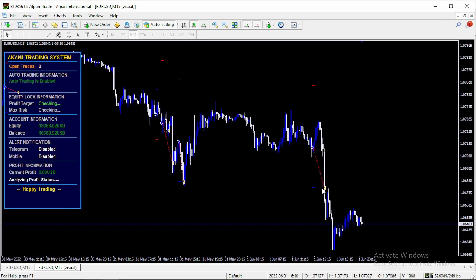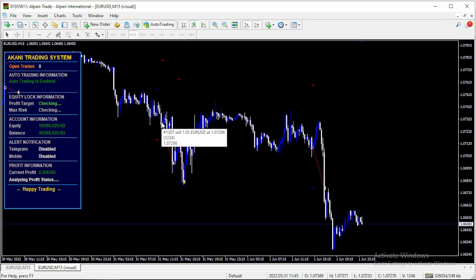But the Akani trading system, the Akani trading strategy, tends to enter in the reverse of the direction. You can see here this was a downtrend, but the Akani trading system bought here, expecting the market to go up, which it did for a little bit, and because the market momentum was heavy, it tended to reverse back.